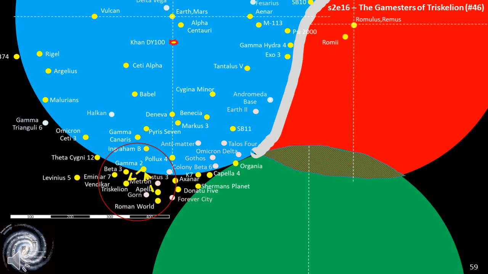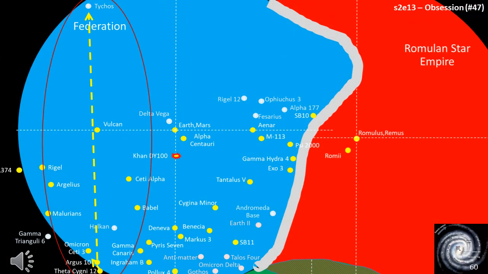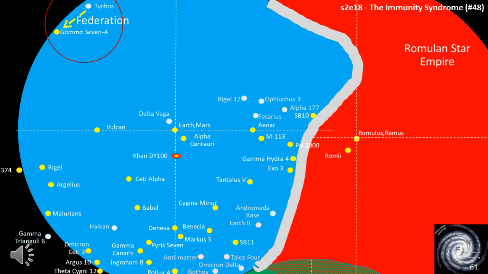In The Gamesters of Triskelion, the Enterprise travels to Gamma 2, where the captain is taken. The Enterprise then travels to Triskelion, close by but outside Federation space. The Enterprise travels to Argus 10, where Kirk meets the gas monster. The Enterprise then travels 1,000 light years to Tycho's, the breeding ground of the gas monster, which is an enormously long journey. In The Immunity Syndrome, the Enterprise comes across a giant space creature which kills everything it comes in contact with.